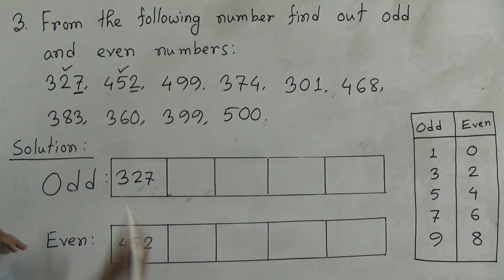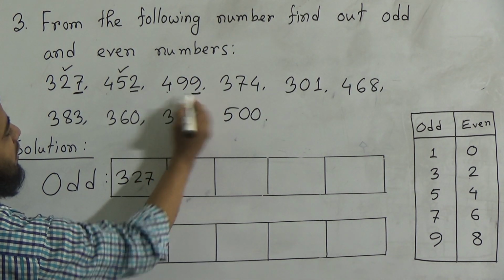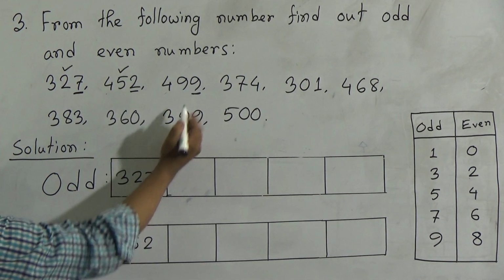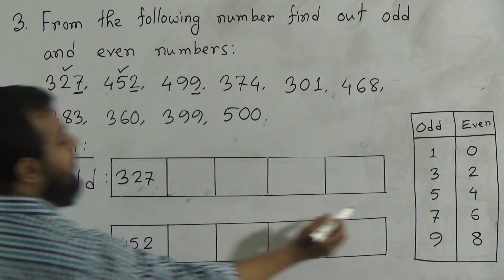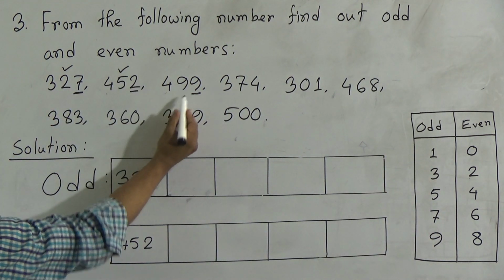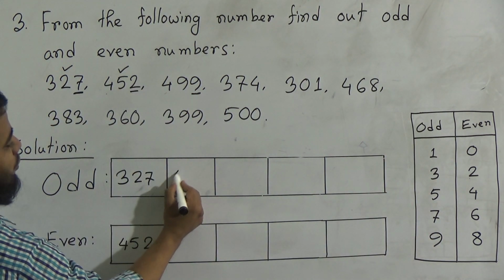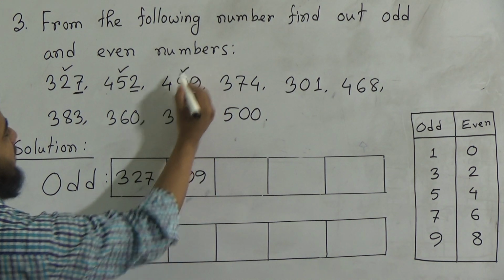Now the third number is 499. In the ones position we have 9, and we know that when we find 9 in the ones position, that number will be an odd number. So 499 will be an odd number. So we should write down here 499. So the third number is written.